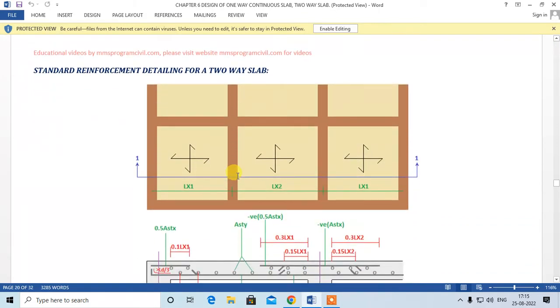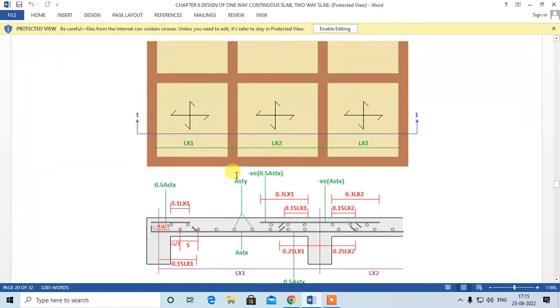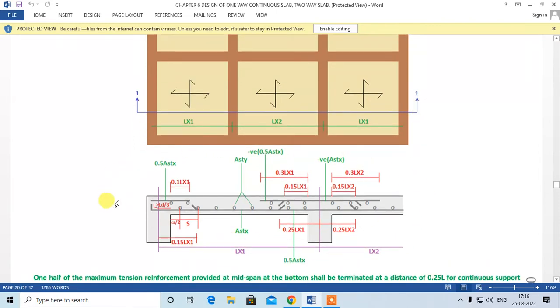Okay, standard reinforcement detailing of a two-way slab. Okay, when you take a section over here, this is the standard detailing. This is something which we already saw in case of one-way continuous slab, right? Only thing is that the dots, which in that case were distribution steel, over here will be the main steel in y direction, that is Ast y. Okay.